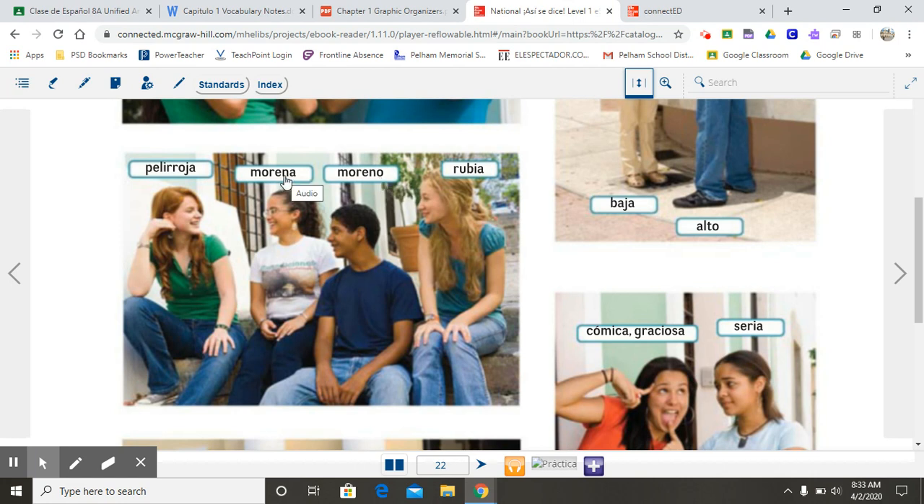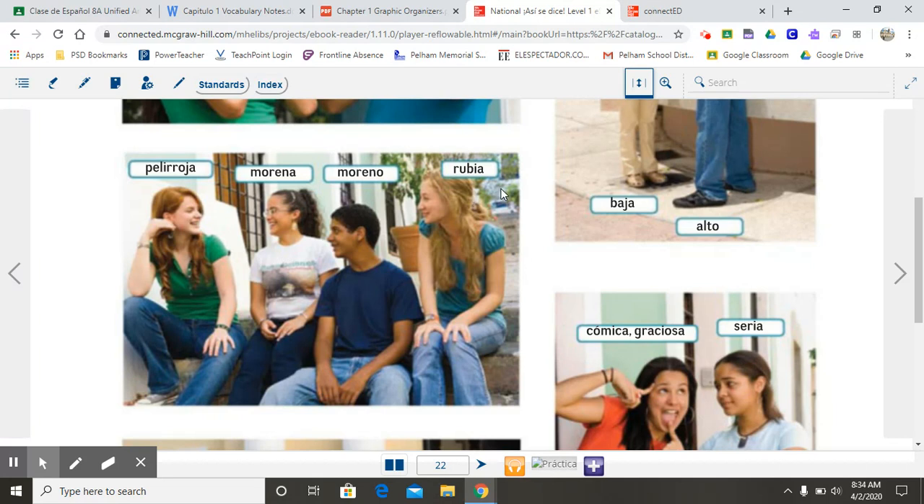We have morena, moreno. Very good. And then the last one is somebody that has blonde hair. It's a girl, so it has an A at the end, and it would be rubia, rubia. And if it was a boy, it would be rubio, rubio.